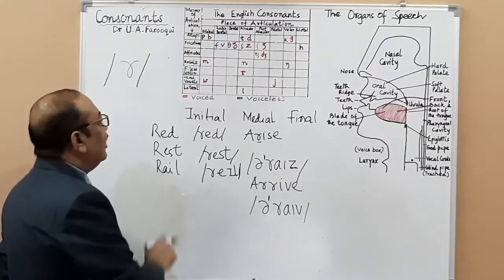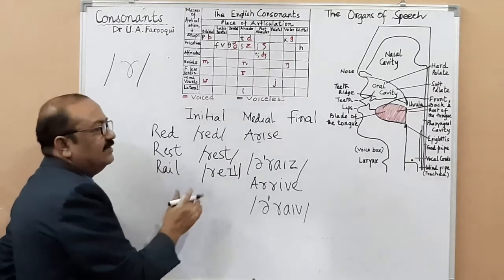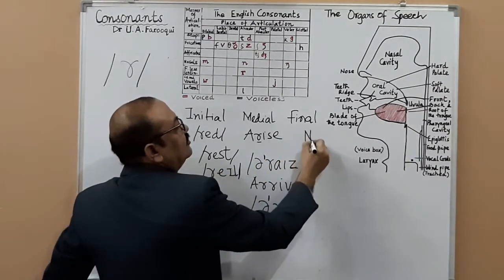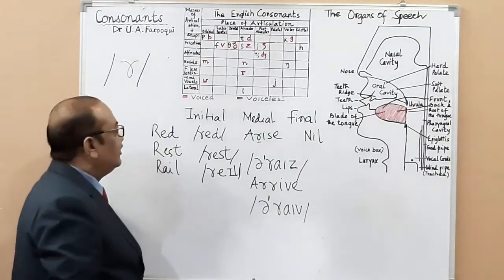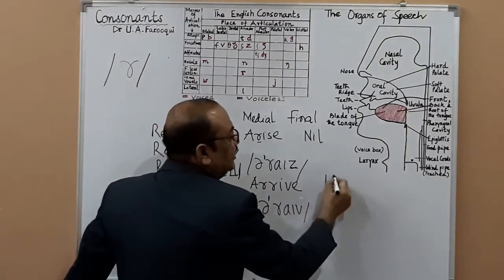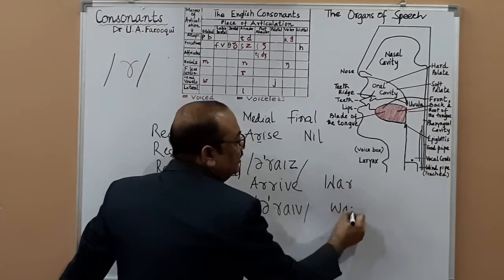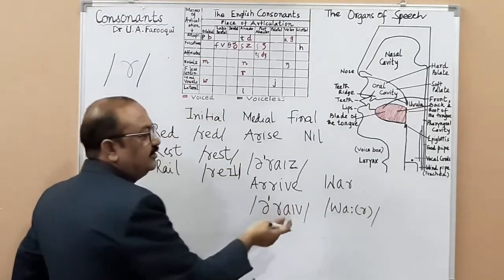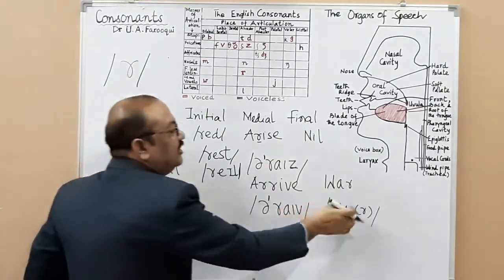And then finally, I have told you so many times that finally ra doesn't occur. In English sounds, we do not have final occurrence. So we write nil here. Still, if you insist, then I may give examples. Americans would say war. Okay, I will put it in brackets. We do not have any final occurrence, but they say this is war.